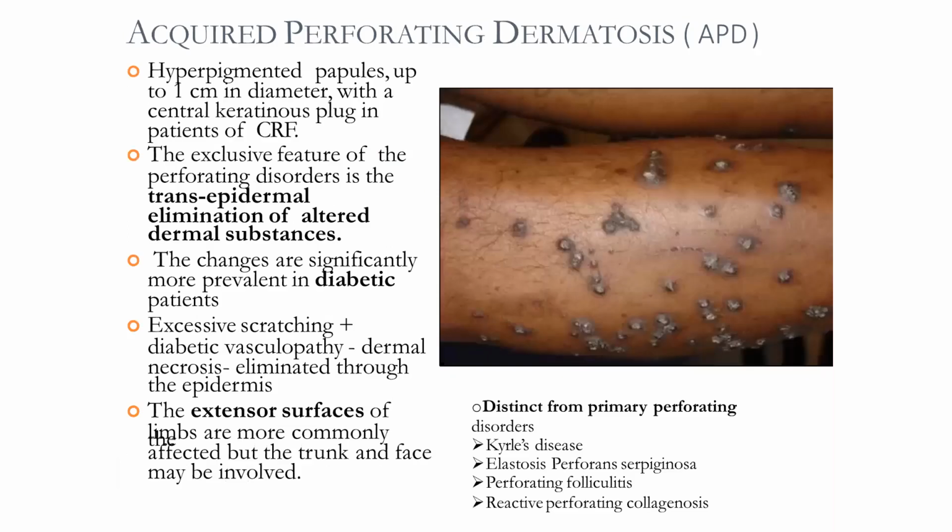Acquired perforating dermatosis. These are pigmented papules up to 1 centimeter in diameter with a central keratinous plug, and perforating because they cause transepidermal elimination of altered dermal substances. This is significantly more prevalent in diabetic patients. Excessive scratching, diabetic vasculopathy, dermal necrosis, all these result in elimination through the epidermis. Extensor surfaces are more commonly involved.